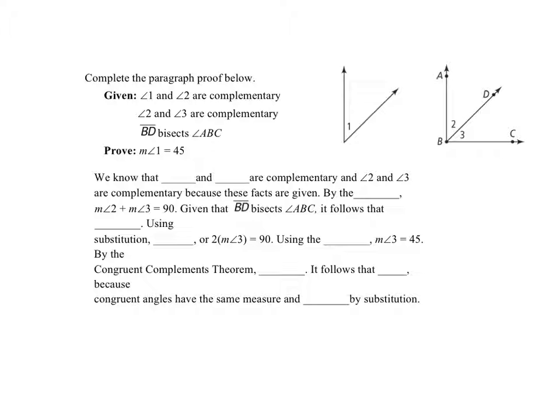It says that angle 1 and angle 2 are complementary angles, and angle 2 and angle 3 are complementary angles. And it says that BD bisects angle ABC, right? So let's use that information to prove that the measure of angle 1 equals 45.